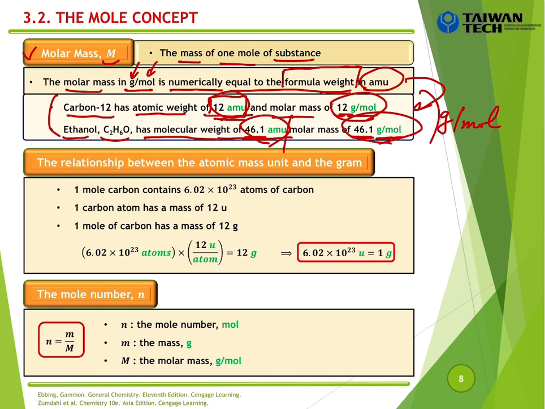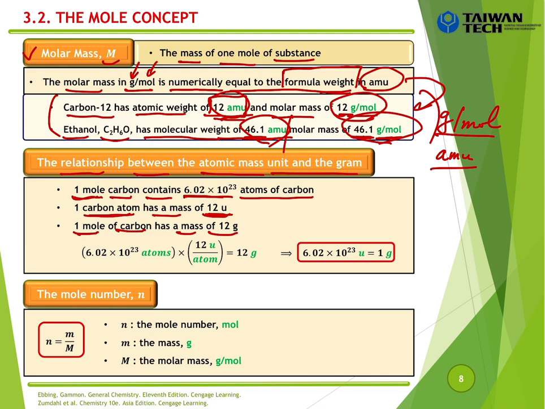Okay. So you already know about AMU and gram per mole. So now we will consider the relationship between the atomic mass unit and the gram. So what's the relationship you have from here? You know that 1 mole of carbon contains 6.02 times 10 power 23 atoms of carbon. Okay, and 1 carbon atom has the mass of 12 U. And 1 mole of carbon has the mass of 12 gram. So you see, for 1 mole we have this number of atoms, and for 1 atom we have this value for the mass.